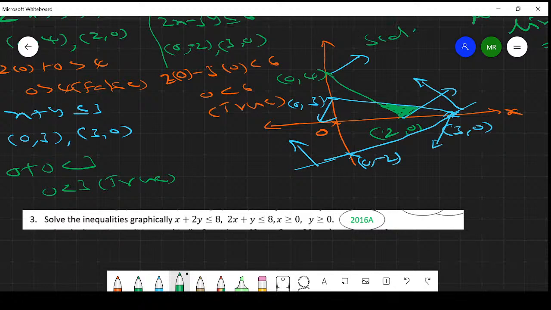So the scale is important, you should write the scale. Whatever scale you are taking, always write the scale in the graph sheet. Everyone should write the scale. And you can write: the shaded region is the solution region.